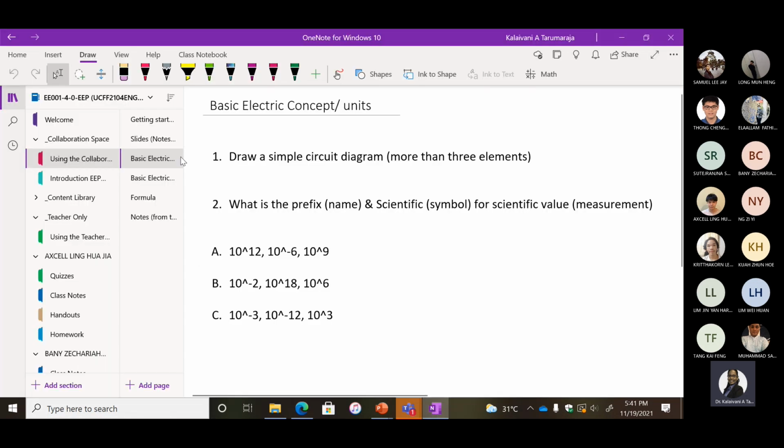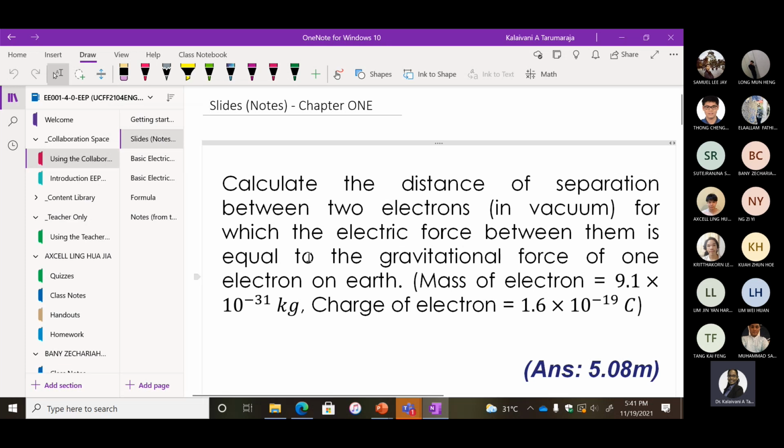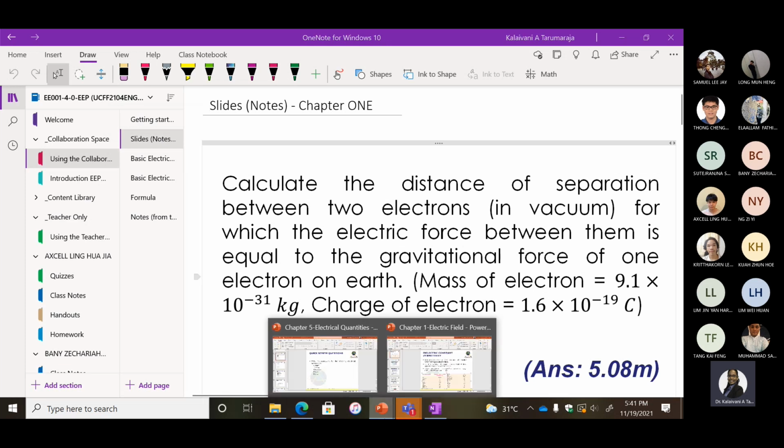Now have a look at your OneNote. This is the one we did just now, the simple one. I have one more part, one more calculation from your notes, from the slide I taught you just now, based on the charts. This will be in the slide notes, chapter slide notes.